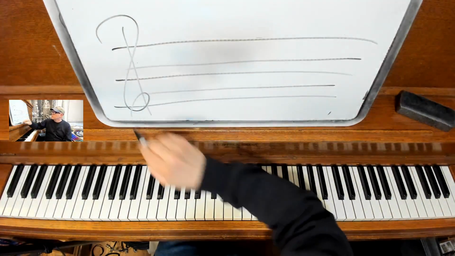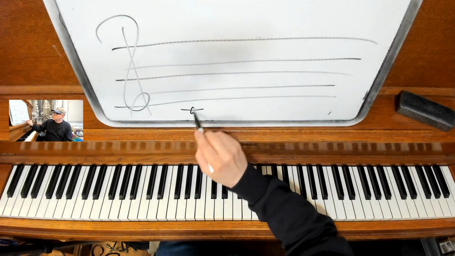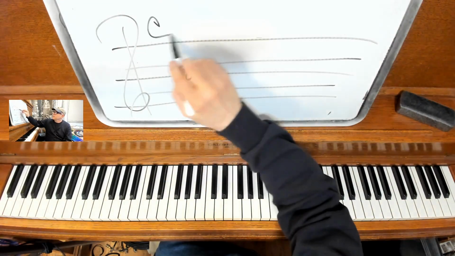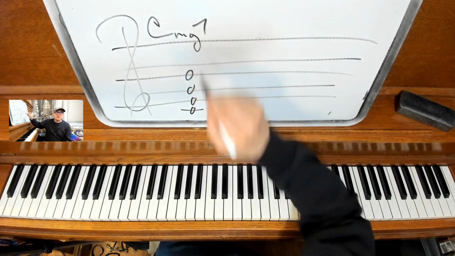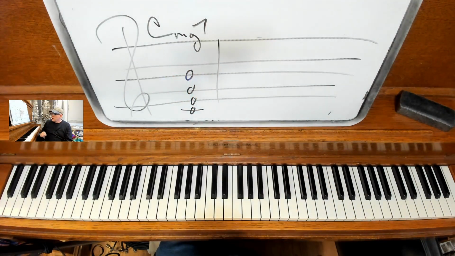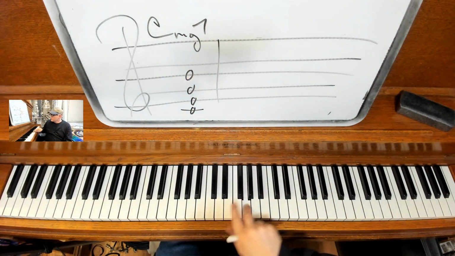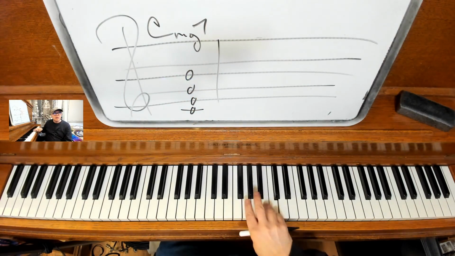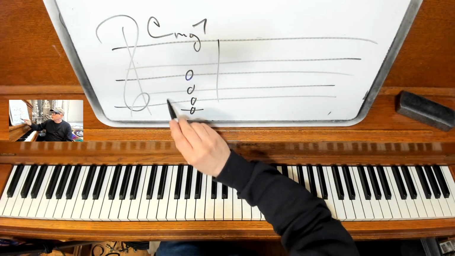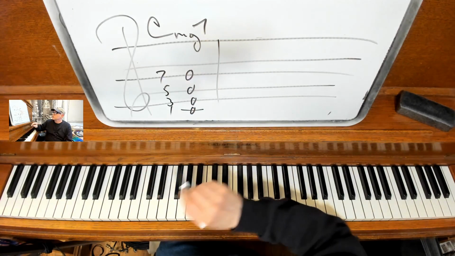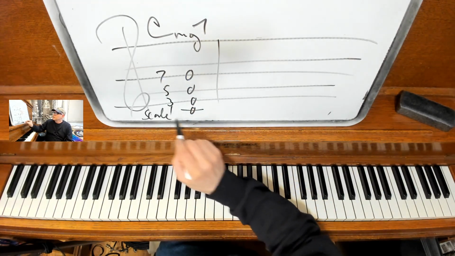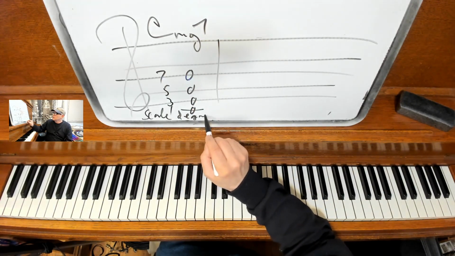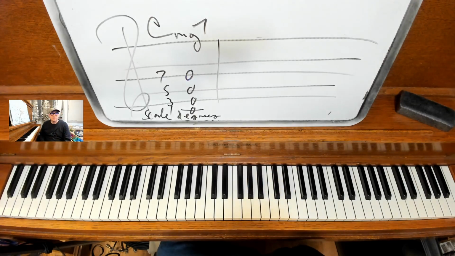All right. We seem to always want to start with C. So C, E, G, B. That's C major 7. Right? Why? Because you're using the 1st, 3rd, 5th, and 7th note in the C major scale. 1, 3, 5, 7. Those are called scale degrees, D-E-G-R-E-E-S, like degrees on a thermometer.